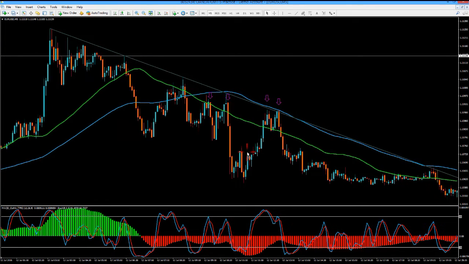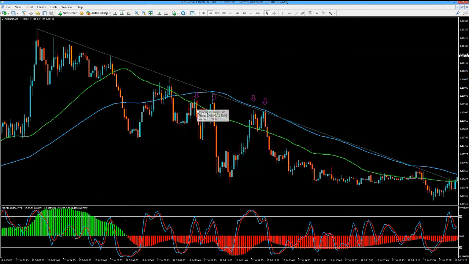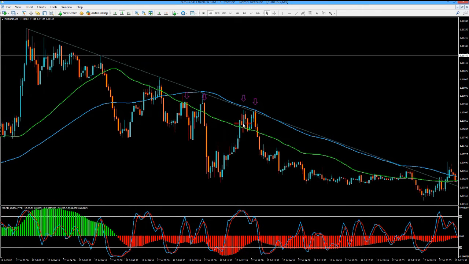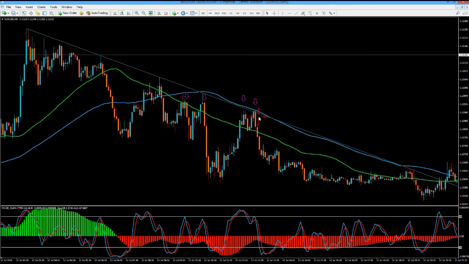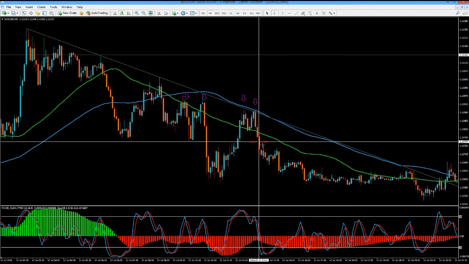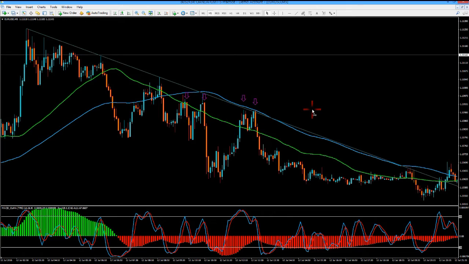So as you can see from this area, 10 minutes would have worked. After this area, another 10 minutes would have worked. Here, after this candle, 10 minutes would have worked. And here, again, 10 minutes would have worked. So look at recent price action, see which is the most favorable expiry.